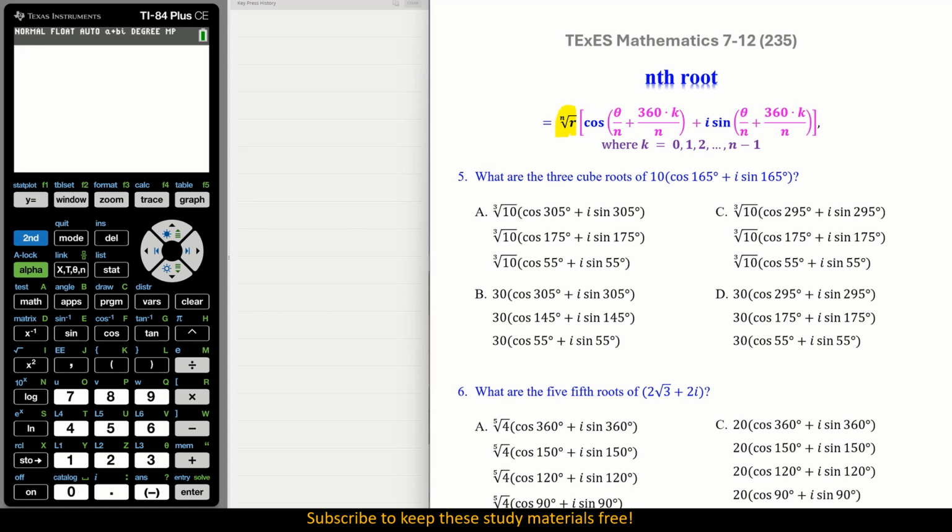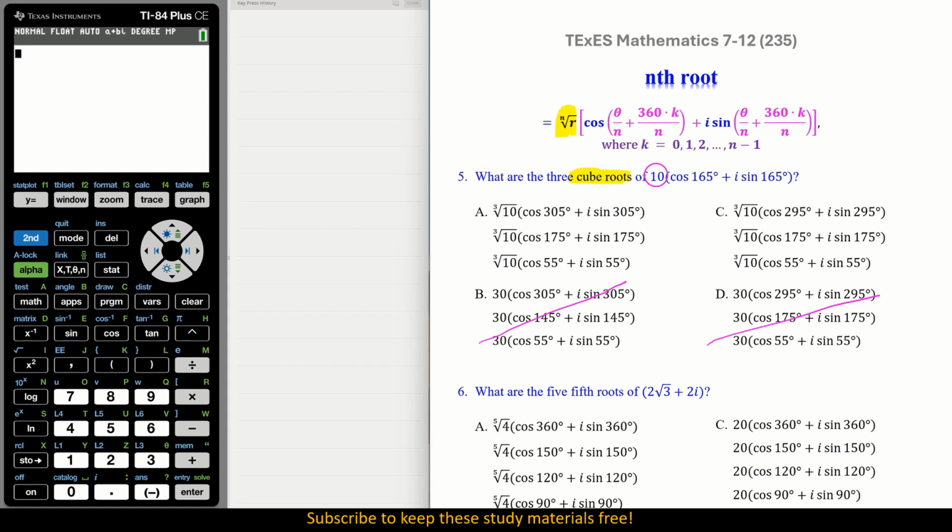Whatever is said, which is cube, we want a cube root. So our n equals 3. So this 10 out here in front is R. Whatever action is said, you must apply it to the 10. Okay? Now, that eliminates B and D. They're gone. Okay? We need to apply it.